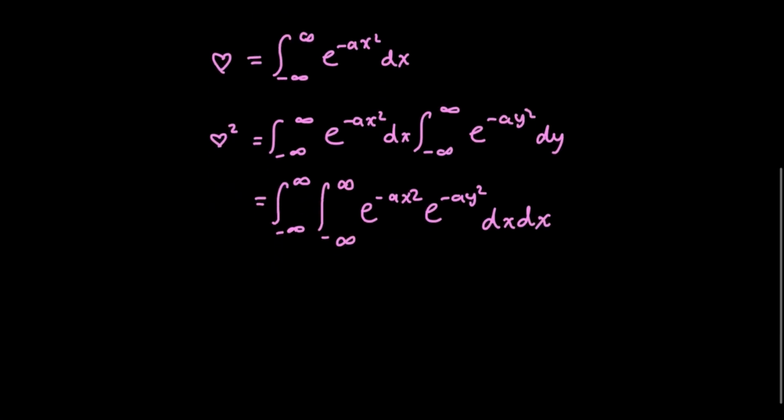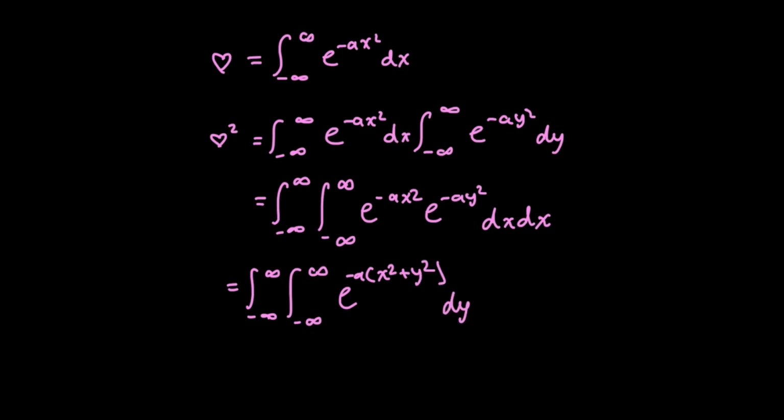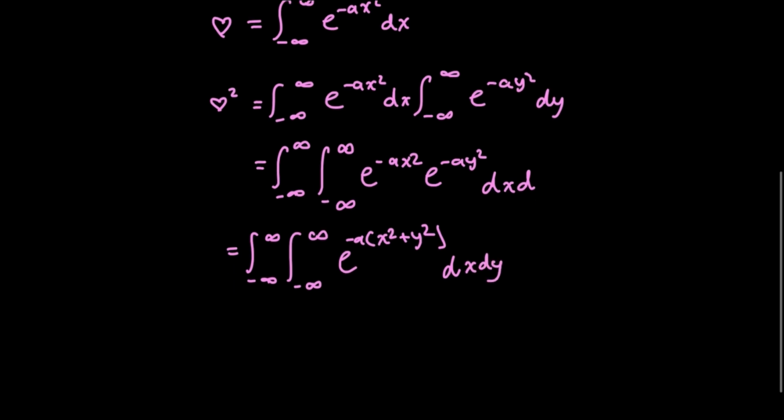Now, two exponents is just too much for me, so I'm going to combine them into one using some algebra and what I know about exponents. I'm going to factor out the minus a term, and so I have x squared plus y squared dy dx. Sorry, what did I name this? Sorry, it's dx dy. Great.